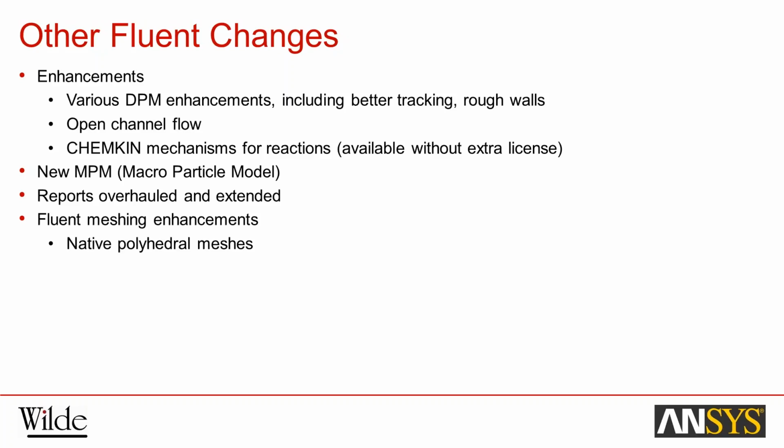There's a new macro particle model, which basically allows you to look at the impact of particles which are of a similar size scale to the mesh size or larger than the mesh size. There have been updates to the reporting system within FLUENT, and there have also been enhancements to FLUENT meshing, including the ability to create native polyhedral meshes rather than just relying on conversion from tetrahedrals to polyhedrals.